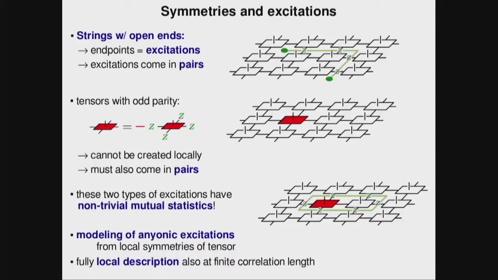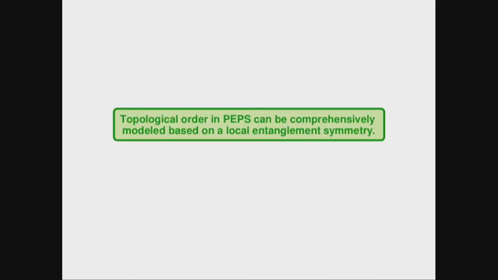Okay, so this really tells us that we can model the excitations and again study the behavior of excitations in these systems. And well, the message maybe to be taken from that is that topological order in PEPS can really be modeled, explained, based on some local symmetry, but it's a symmetry acting on the entanglement degrees of freedom and not on the physical spins themselves.